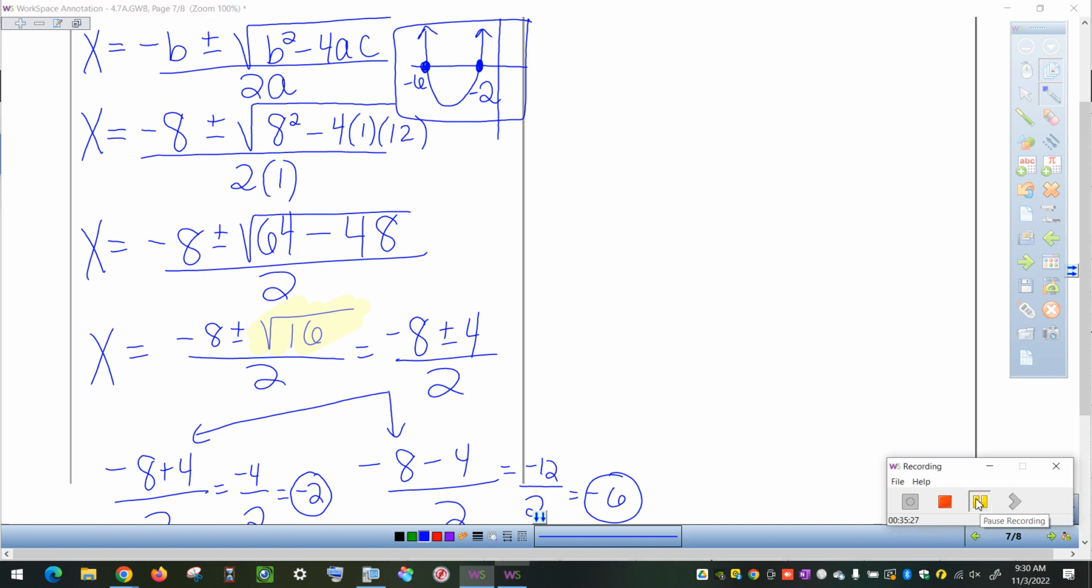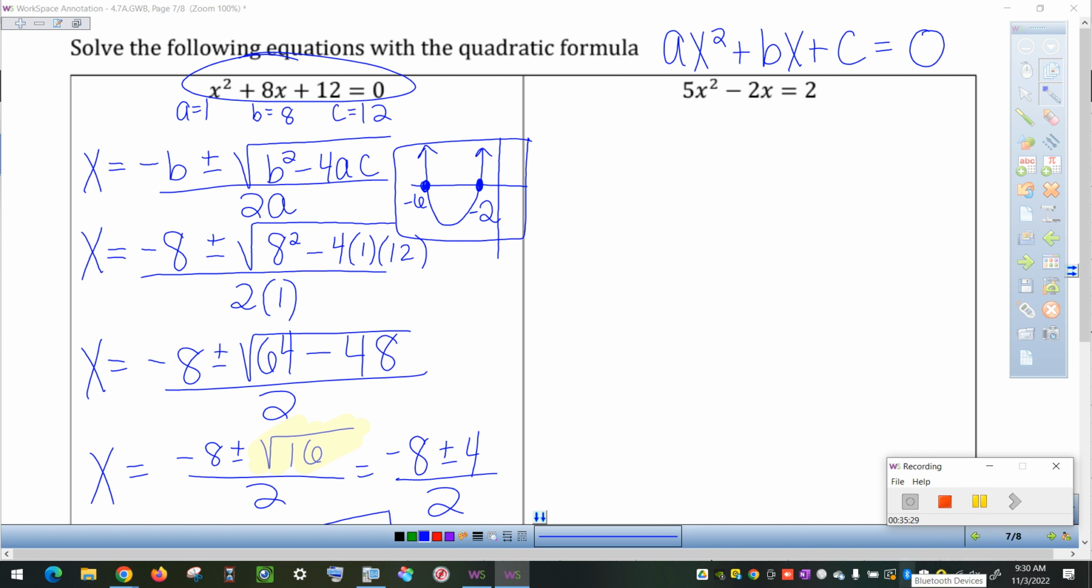One thing that's a little bit different in the next problem is that notice how it's not equal to 0. Right here it is equal to 2. And so we're actually not able to use the quadratic formula yet until it is equal to 0. And so we need to actually move this 2 back over to the other side. So let's actually start by subtracting 2 from both sides. So we get 5x squared minus 2x minus 2 equals 0.